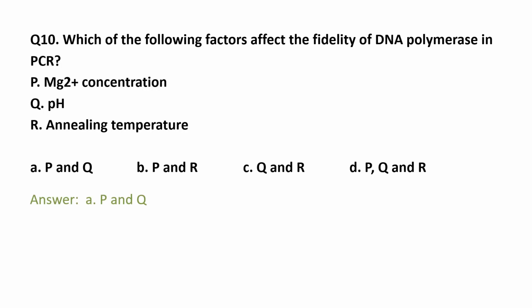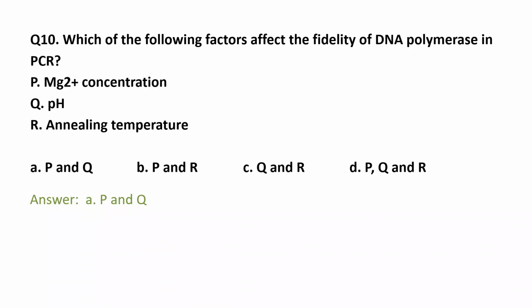Due to pH also there are chances of denaturation. P and Q: the concentration of Mg2+ and pH decide the enzyme activity, and the activity will reduce if they are altered, right? That's the answer. P and Q.